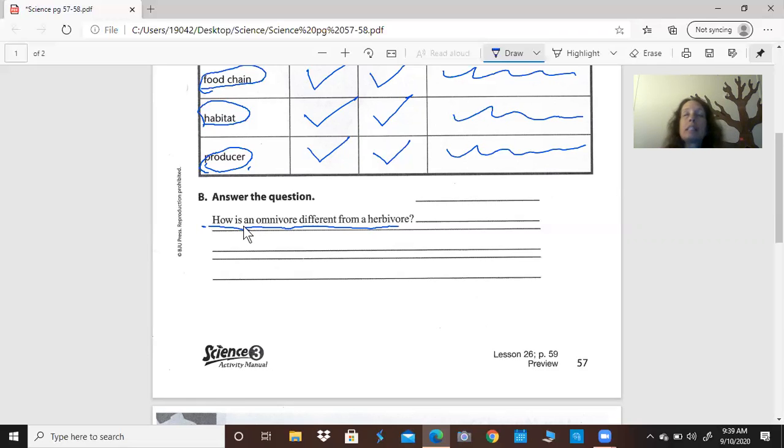Herbivore. What is the difference between an omnivore and an herbivore? I'm hearing two people talk over here. Write it down if you know it. Draw me a picture, do something so that I know you know what that means.